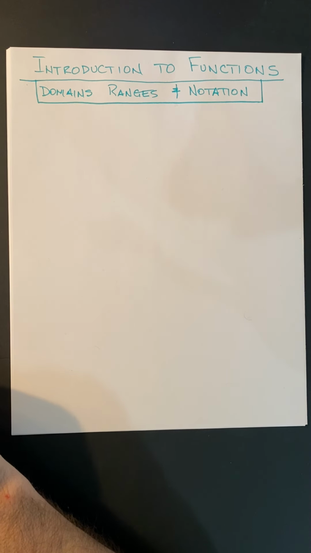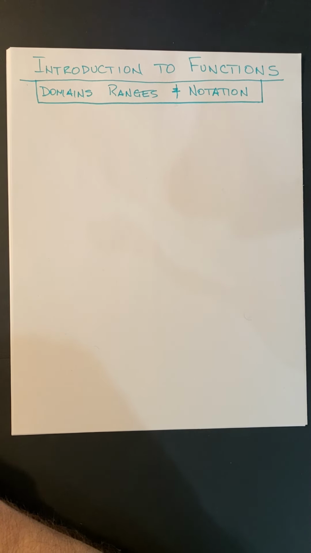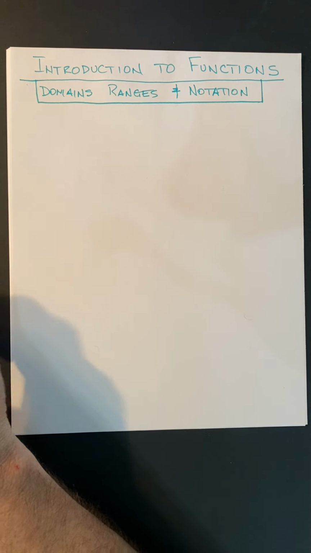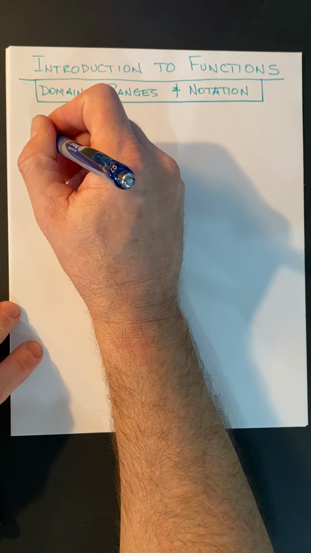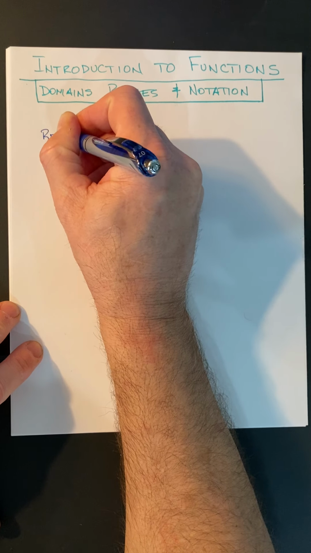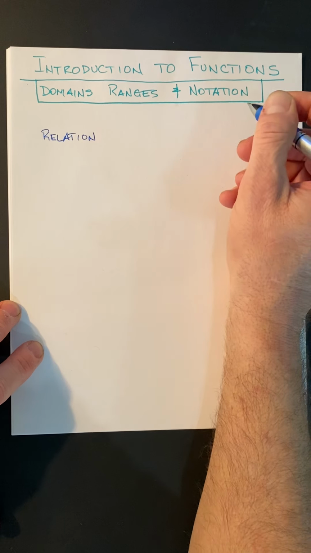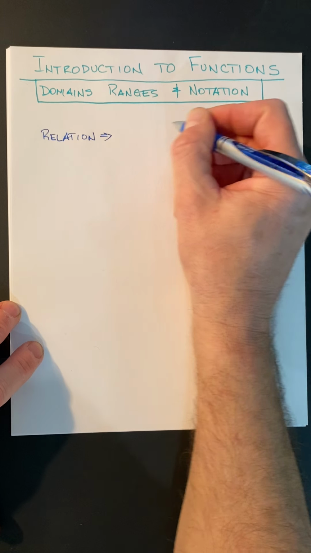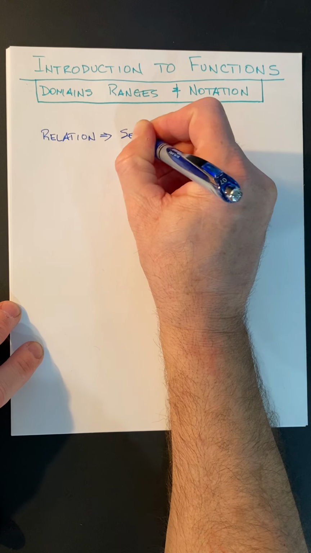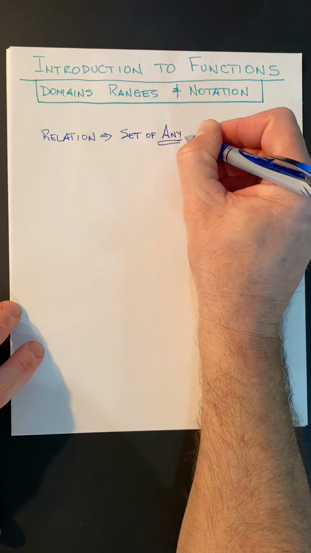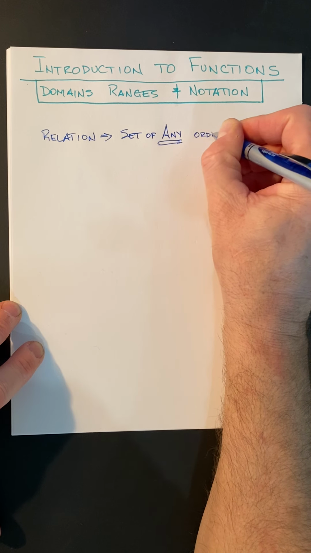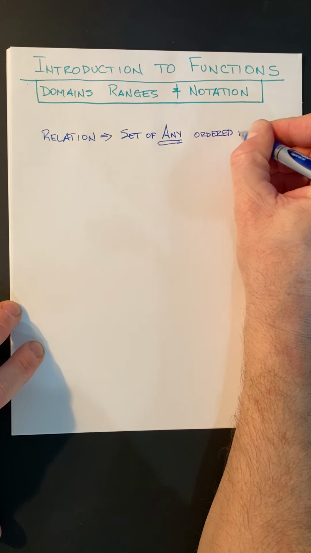So this is our section where we actually introduce functions, and we're going to talk about some various terms that apply to what functions are. But before we learn about a function, there's something else that we have to learn about, and that is a relation, okay? So what is a relation? A relation is a set of any, and I want to underscore any, ordered pairs, okay?